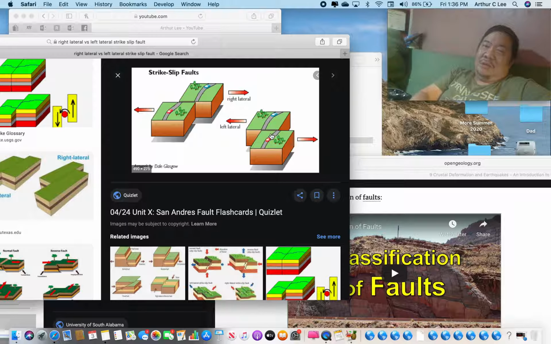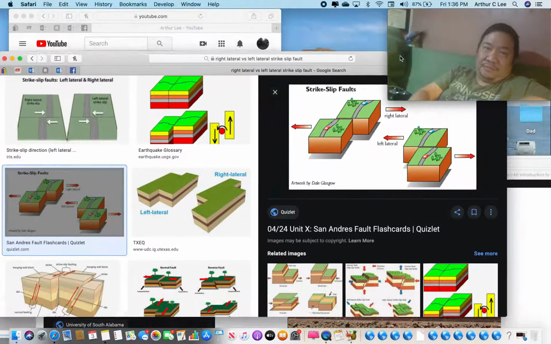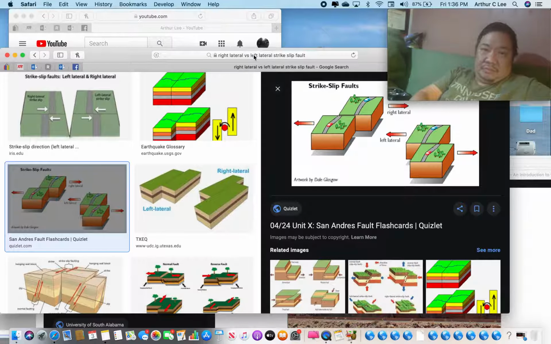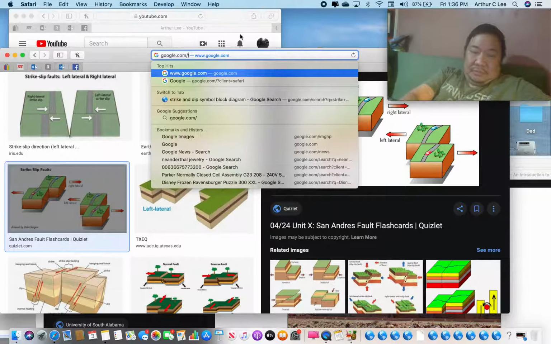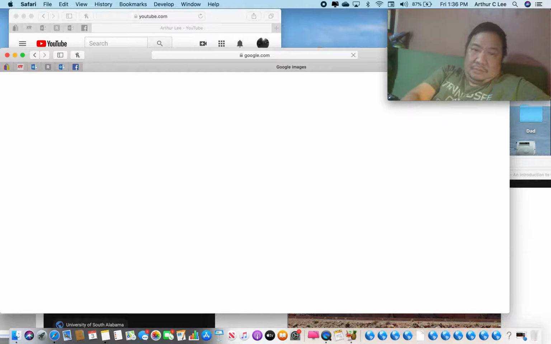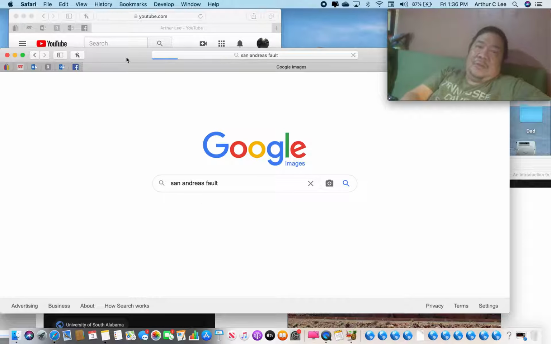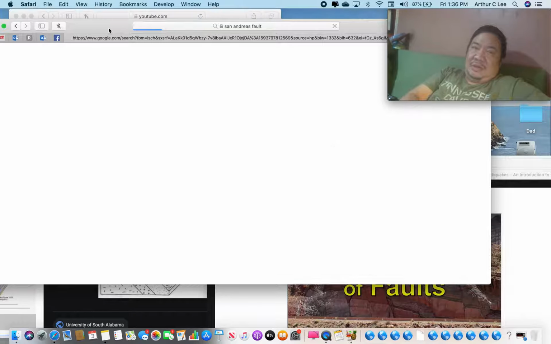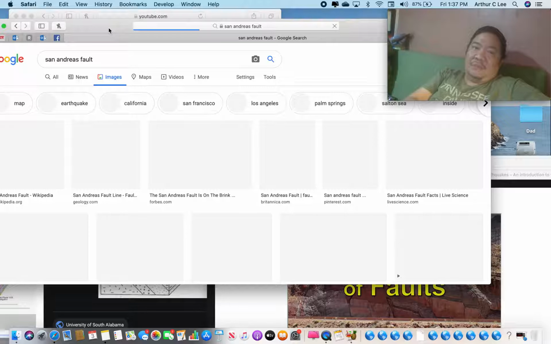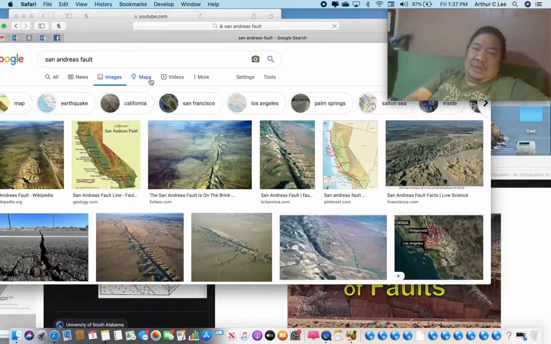Here, if you look across, which way did the road move relative to you after the earthquake? It moved to your left. So this is a left lateral strike slip fault. The most famous fault in the United States, all Californians are worried about earthquakes occurring due to the movement of the San Andreas Fault, which is a transform plate boundary, you might recall.